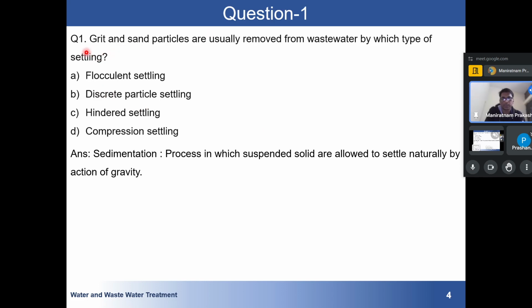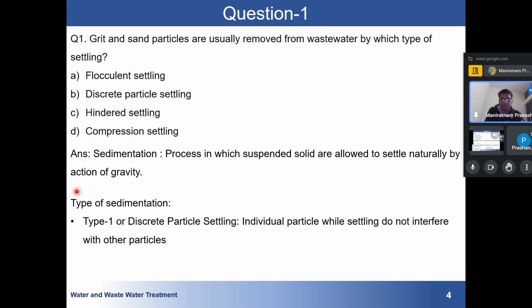I was just discussing what grit and sand particles are and what the different kinds of settling are. So there are generally four kinds of settling, and settling or sedimentation you can define in this way: the process in which suspended solids are allowed to settle naturally by the action of gravity. The first type is known as type 1 settling or discrete particle settling.